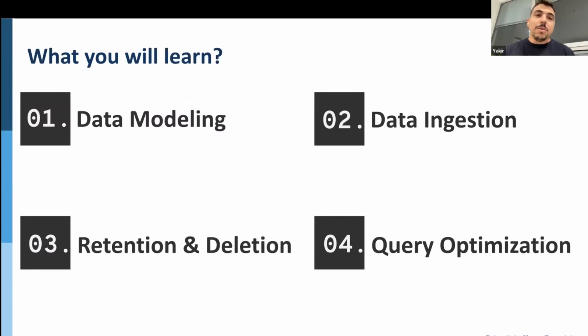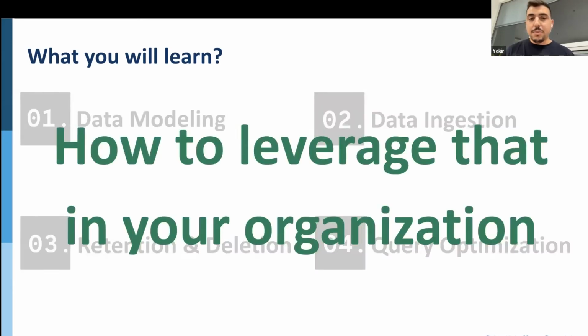Okay, so what are we going to discuss today? First of all, we're going to discuss data modeling, and we're going to show you how you should model your data when you ingest it into Druid. Then we're going to discuss data ingestion, and show you how to ingest terabytes and petabytes of data into Apache Druid. Then we're going to discuss retention and deletion, because it is very important to know when to delete data from Druid, because you don't want to pay for data that you don't use. And finally, we're going to discuss query optimization and share with you some tips and tricks on how to improve the performance of your queries. And of course, we're going to show you how to leverage all that knowledge in your organization.